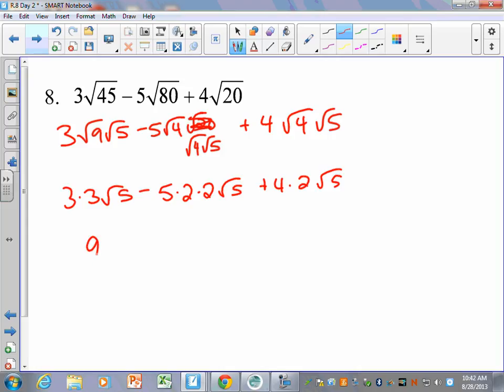So that would be 9 square root of 5 minus 20 square root of 5 plus 8 square root of 5. And it's not going to always work out so nicely, but this one worked out so that they all have a square root of 5 on them now, which means we can simplify by just taking 9 minus 20 plus 8, which I think is negative 3 square root of 5.